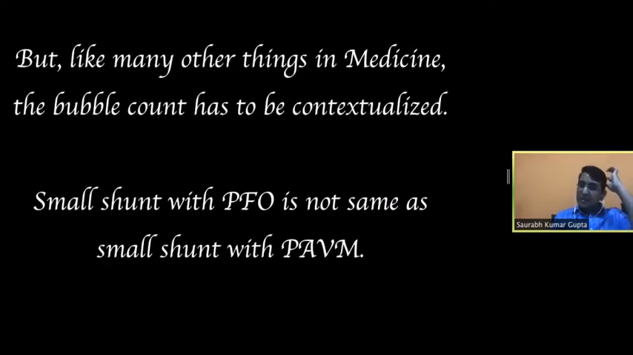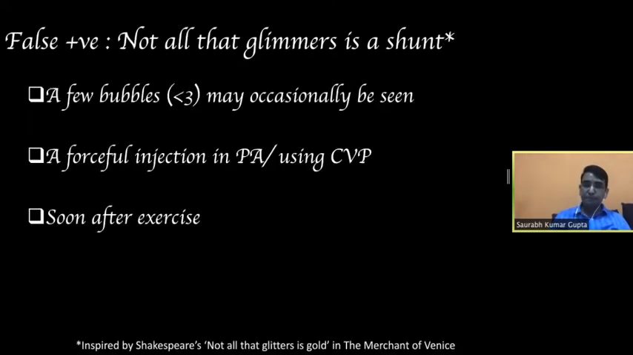But like many other things in medicine, the bubble count has to be contextualized. And why I'm saying so is because a small shunt in the setting of PFO is not the same as a small shunt with PAVM, because in PFO, we are dealing with something else and the risks are different. So the grading for PFO contrast echo is slightly different, and there people use a cutoff of 10 to say less than 10 would be small, 10 to 20 would be moderate, and anything more would be a large shunt.